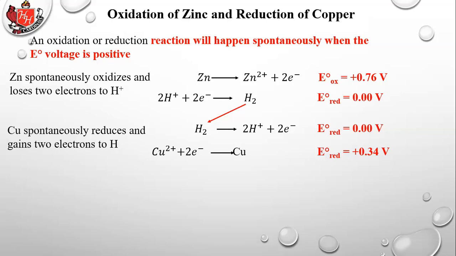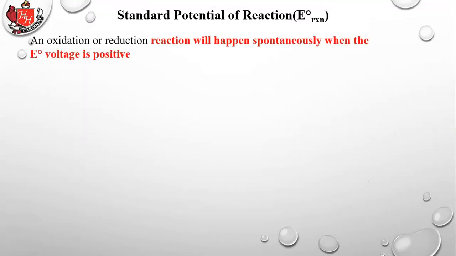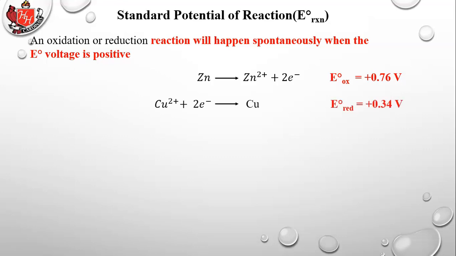Okay, so look at those 2 hydrogen reactions in the middle. They cancel out. They're the reverse of each other. They both have 0 potentials, so they just cancel out. So you can eliminate those 2 reactions and just put the zinc and the copper reaction together. So let's go ahead and see that. An oxidation or reduction reaction will happen spontaneously when the standard potential voltage is positive. So there's the zinc reaction, and there's the copper reaction. We got rid of those two hydrogen reactions because they just canceled out from each other.